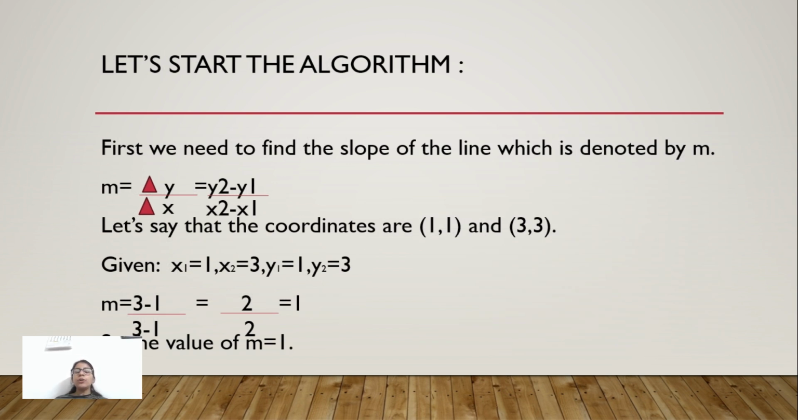First of all, we need to find the value of m. What is m? M is the slope of the line. m = del y upon del x, which is equal to (y2 - y1) upon (x2 - x1). I am going to explain it with the help of an example. Let us take the starting coordinates as (1, 1) and the ending coordinates as (3, 3). Using all these values, we will find the value of m, which is equal to 1.